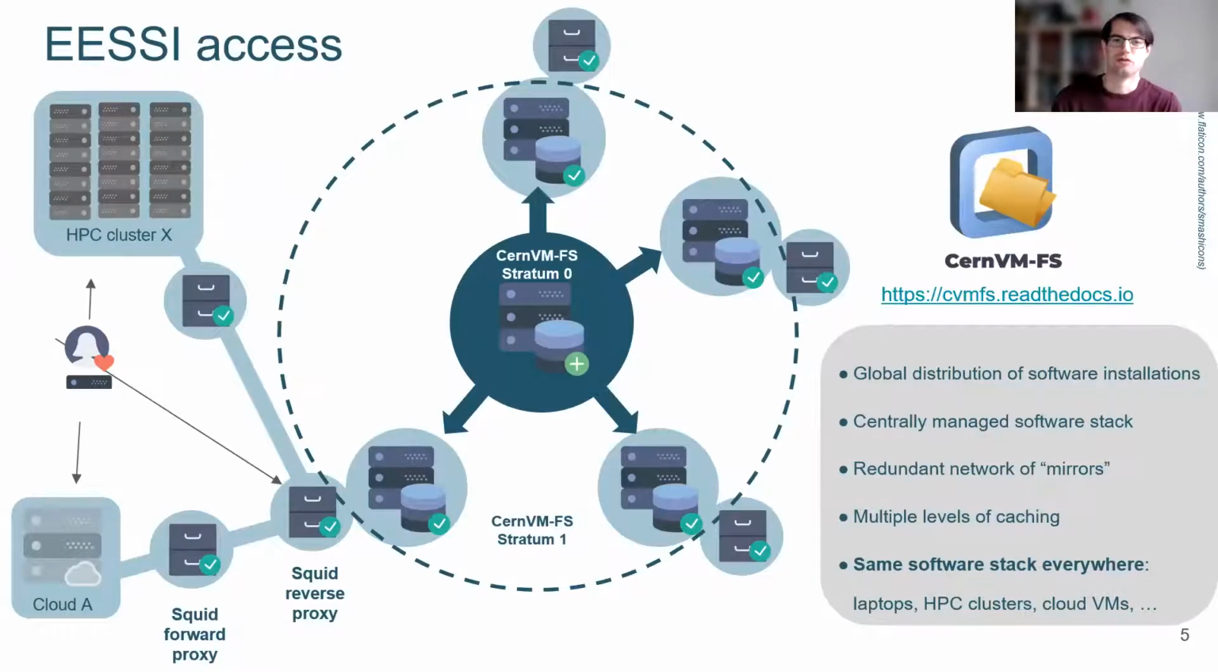So what does that look like from a networking perspective? As I said, we offer a centralized software stack. So that means there's one central point that defines what is in the software stack. That's called the stratum 0 in CERN virtual machine file system terms. That's in the center here of this image. Around it, you see the stratum 1s. Those essentially hold a full copy of the software stack. And then there are various caching layers until you, in the end, reach the end user client. And of course, the end user client can be on an end user's laptop, but it could also be on an HPC cluster or even a cloud virtual machine.